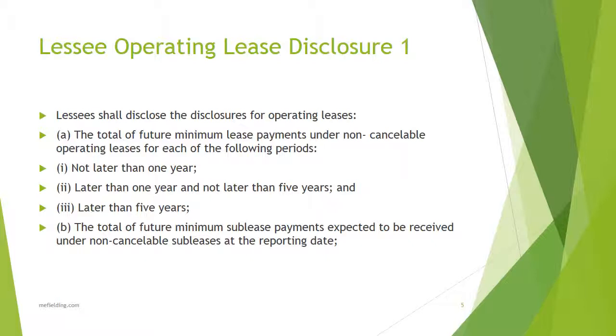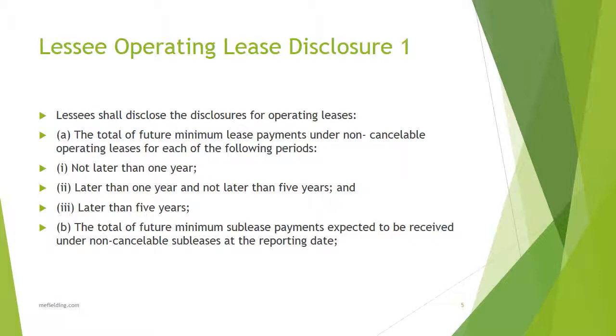This is taken straight from the standard, so you can read all of this straight out of the IPSAS itself. It's IPSAS number 13. So lessees, now we've got the people who are actually doing the renting. The future minimum lease payments under non-cancelable operating leases for each of the following periods. I think you have to do it in total as well. So you'll see that it mirrors the information that the lessor is disclosing. If you have just the two companies, with all the transactions between each other, the two things should be exactly the same.